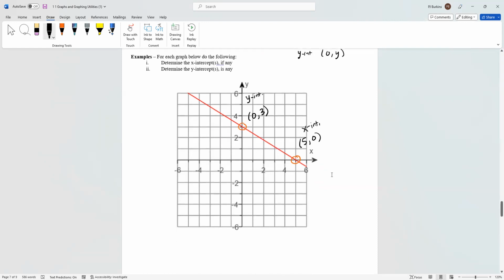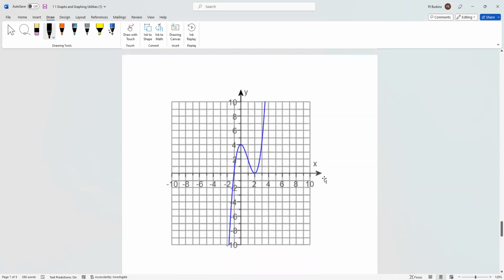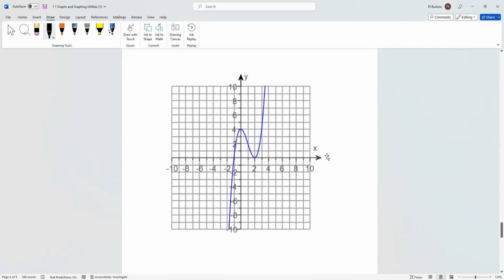All right, so let's take a look at another one. Okay, so here we have some function. We don't know what this is. Once you get more familiar with types of functions, you might recognize this as, it looks to be a cubic function. It looks like it's something of the form y equals x cubed. Now, of course, it's shifted and moved around. So the parent function is x cubed. But really, that's not of importance at the moment.